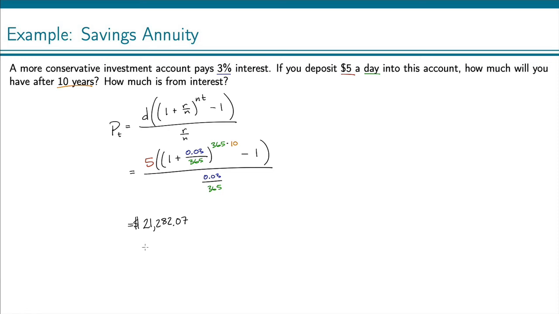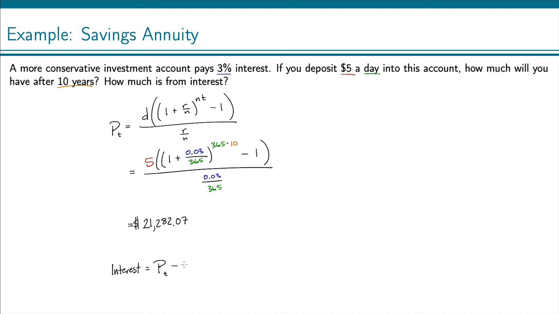Now, this is how much we have after the 10 years. Then we'd like to know how much is from interest. That means whatever we put into the account, these deposits, that's not interest. That's just what we put in. We'd like to know how much beyond that $5 a day we actually end up with here. So the way we're going to find that interest is we are going to take this total amount, P sub T, and we need to subtract our deposits.